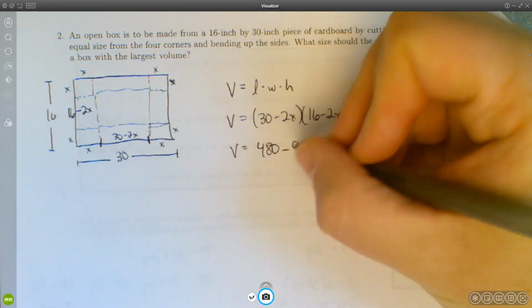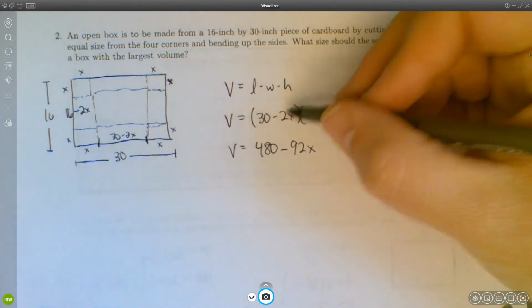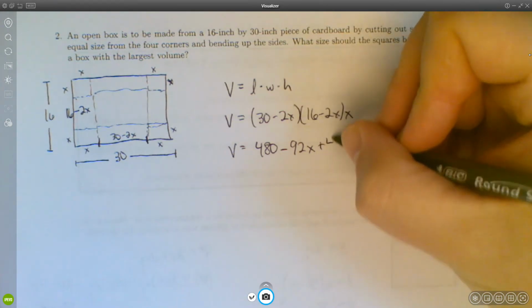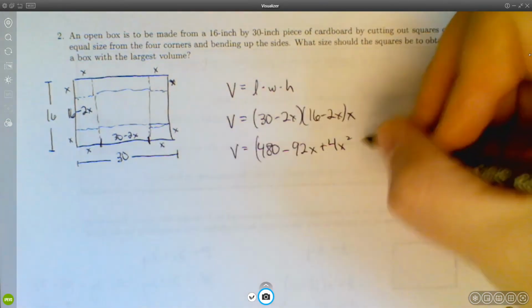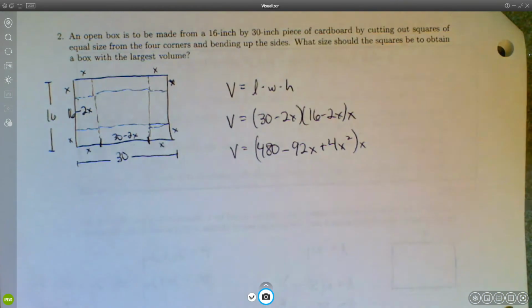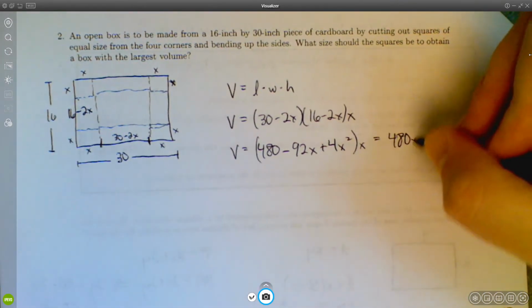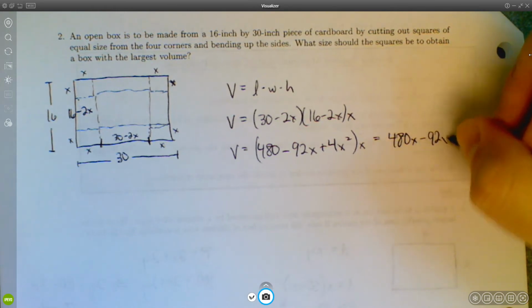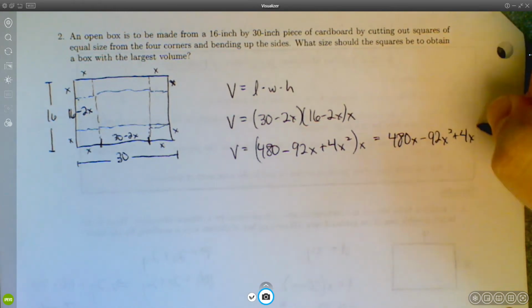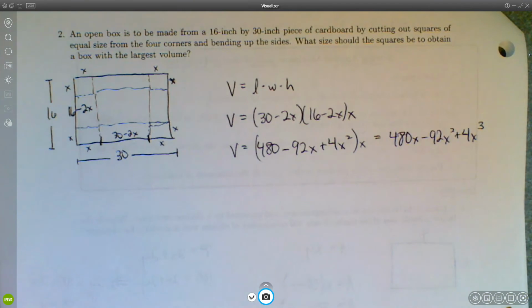60 plus 32 would be 92, so minus 92x. And then negative 2 times negative 2 is positive 4x squared. And of course, we're multiplying that all by x, which I suppose I could have done at the same time. So 480x minus 92x squared plus 4x cubed. That's the volume of the cardboard box that we're going to get.